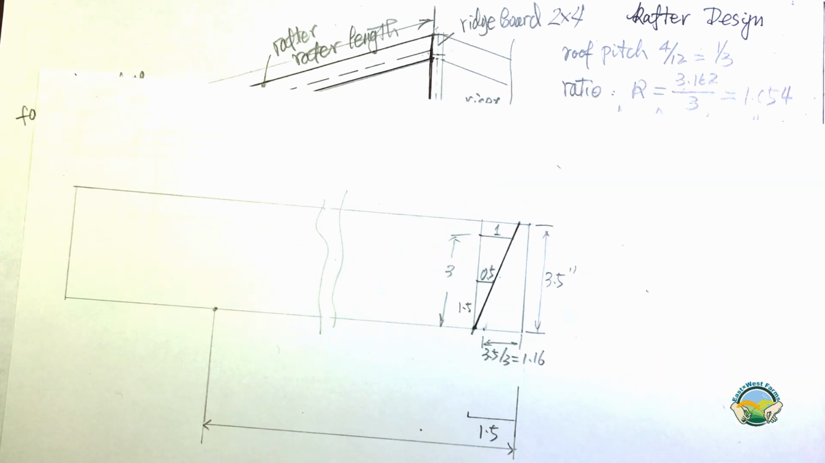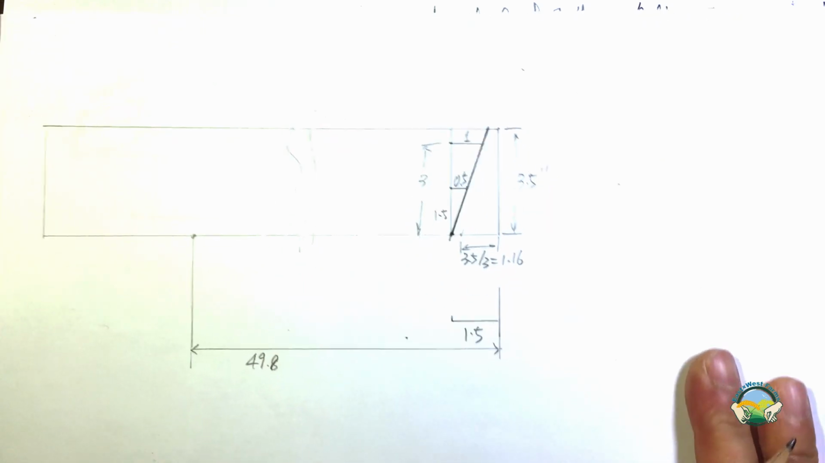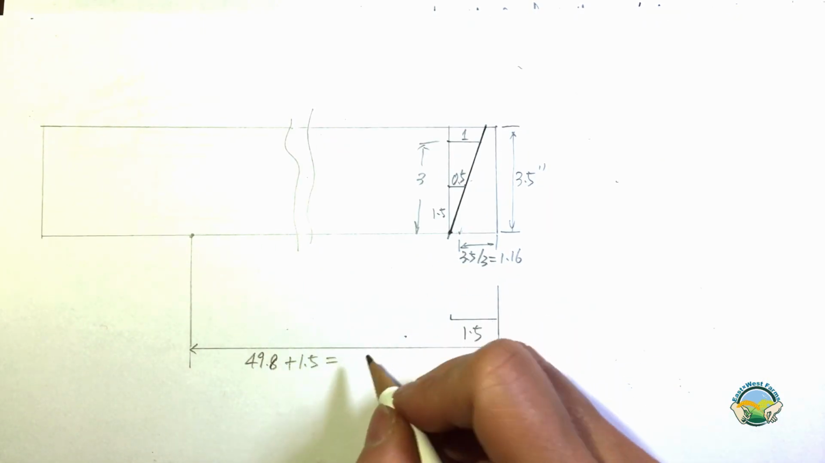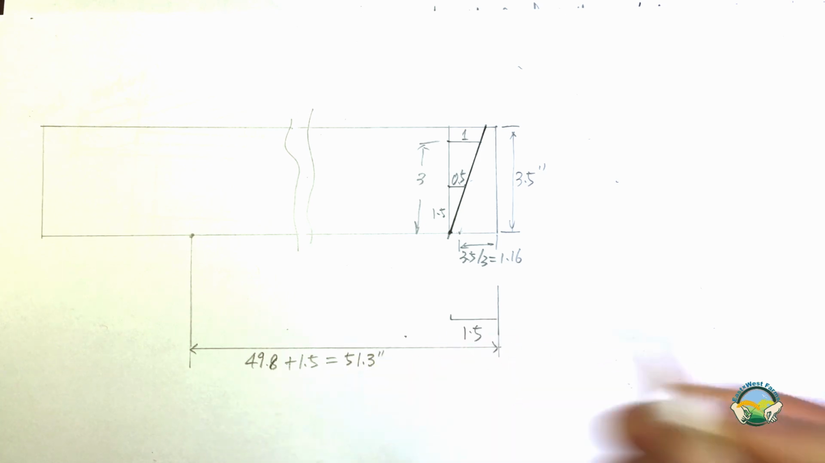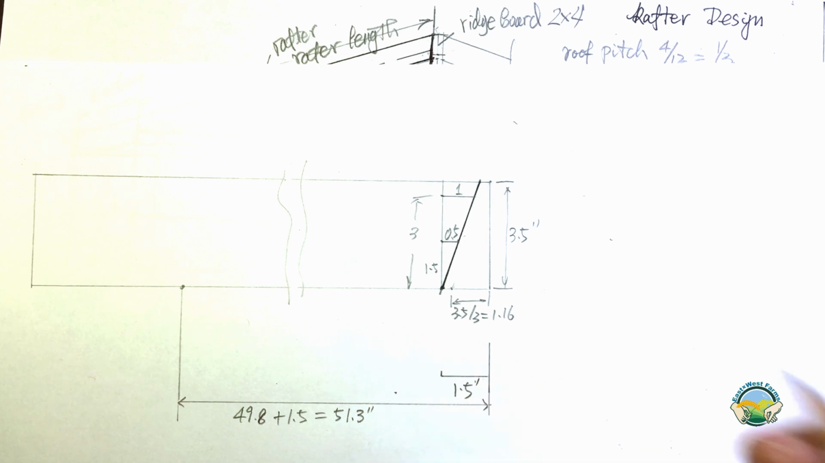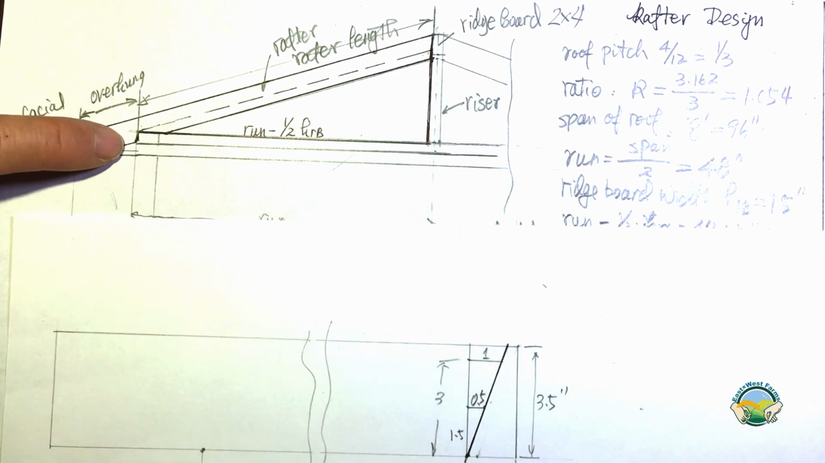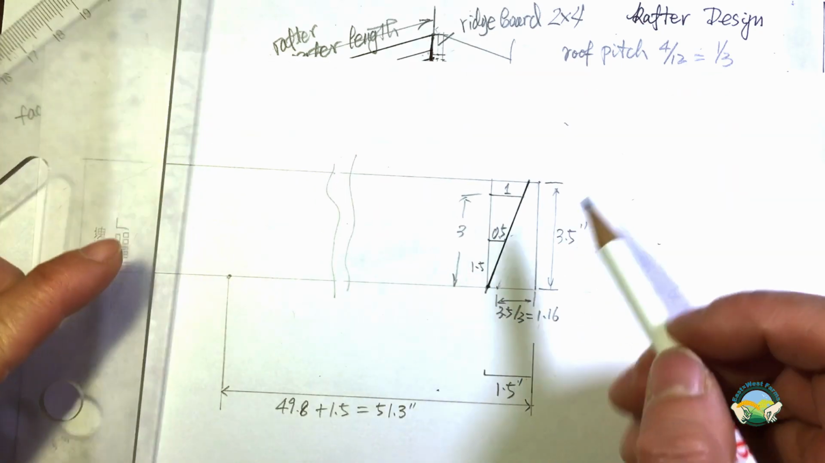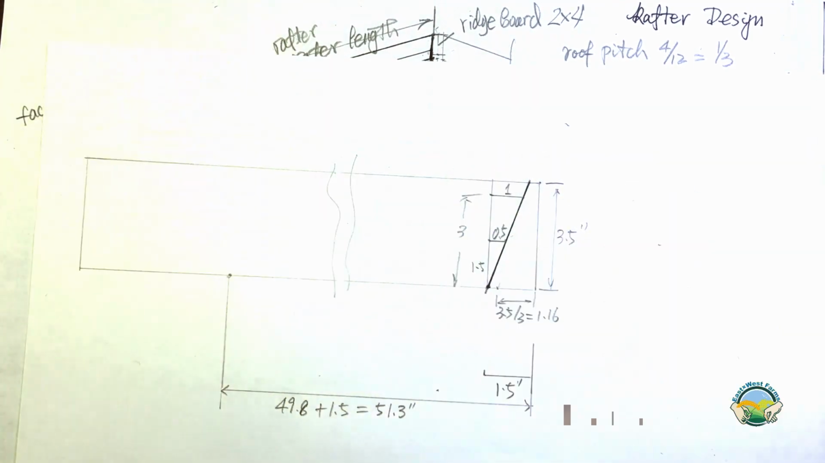So that dimension is my rafter length, which is 49.8, plus 1.5. So that gave me 51.3 inches. Oh, this is in inches. So I find that point, which is the point of the bird mouth. And then I want to find the plumb line of the bird mouth.